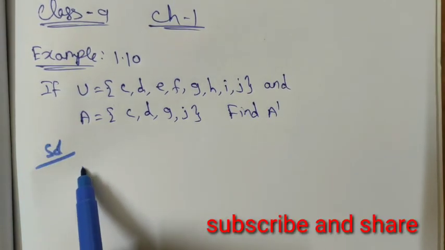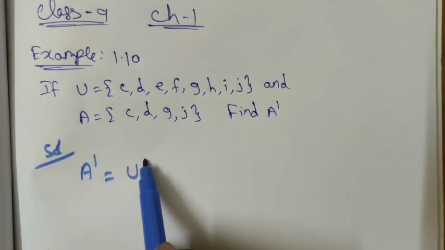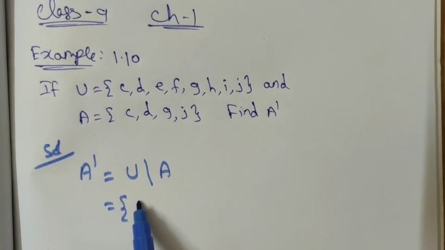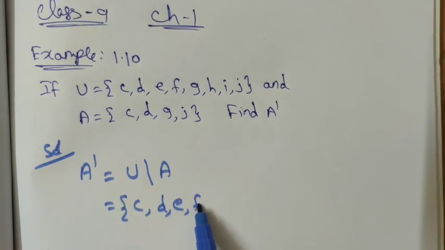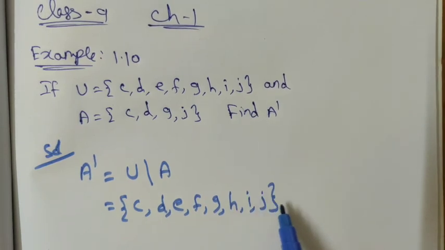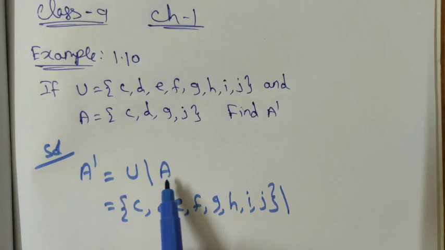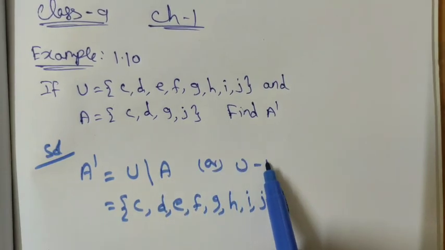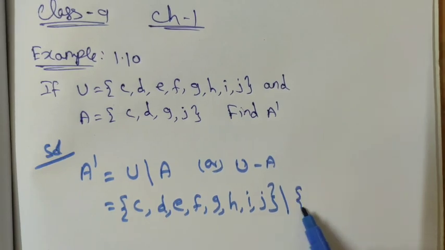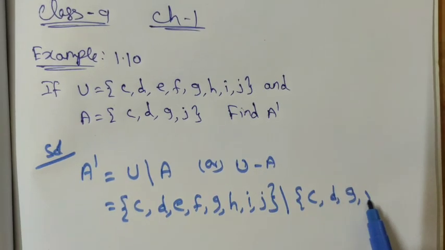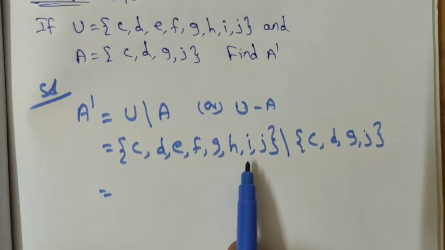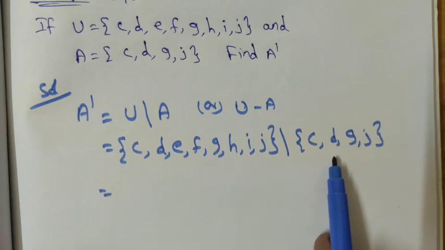Solution. Complement of A, that is A dash, is equal to the universal set minus A. What is the universal set that is given? C, D, E, F, G, H, I and then J, minus A. You can use the symbol minus also, or U minus A. And then the set A is given as C, D, G, J. We know that subtraction means only the first set elements will appear, right? Second set elements should not be there.